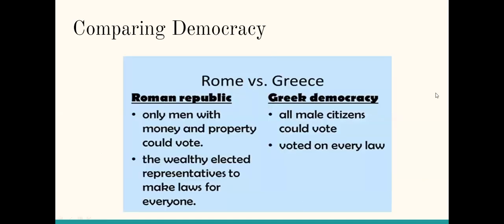So let's compare democracy. In Rome, they had the Roman Republic, where only men with money and property could vote. The wealthy, los adinerados, los que tenían mucho dinero. The wealthy elected representatives to make laws for everyone.